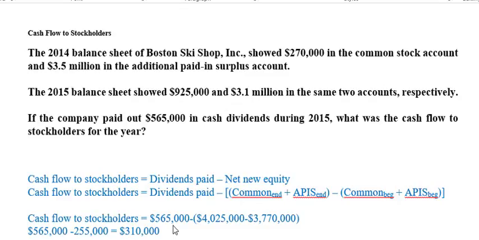And then we have a dividends paid of $565,000. So 565,000 minus 255,000 is equal to a positive $310,000 cash flow to stockholders. Let's move on, and we're going to look at how to calculate the total cash flows.